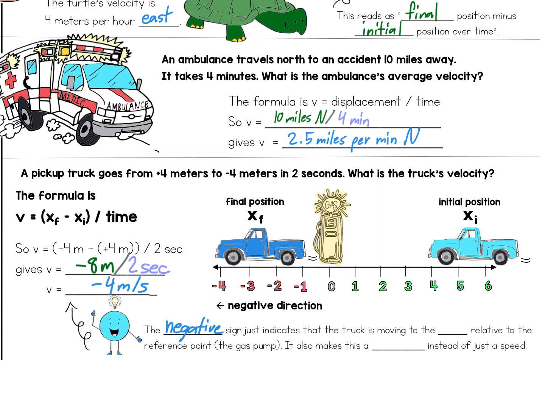Notice how the negative sign just now indicates that the truck is moving to the left relative to the reference point, the gas pump. It also makes this a velocity instead of just a speed. Remember, speed is always positive, but velocity could be positive or negative.